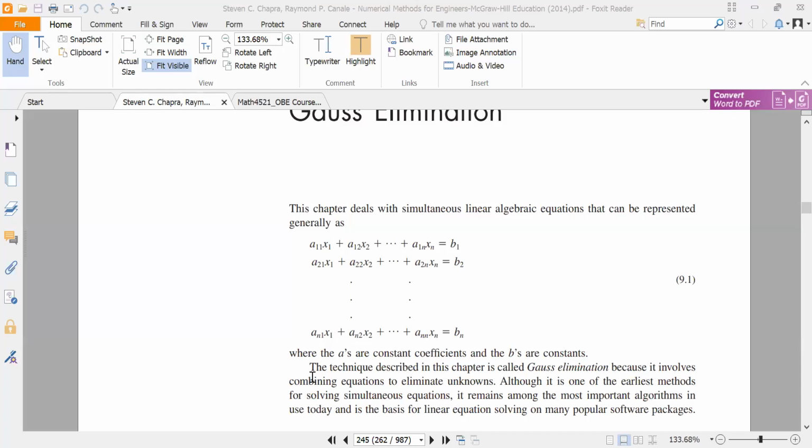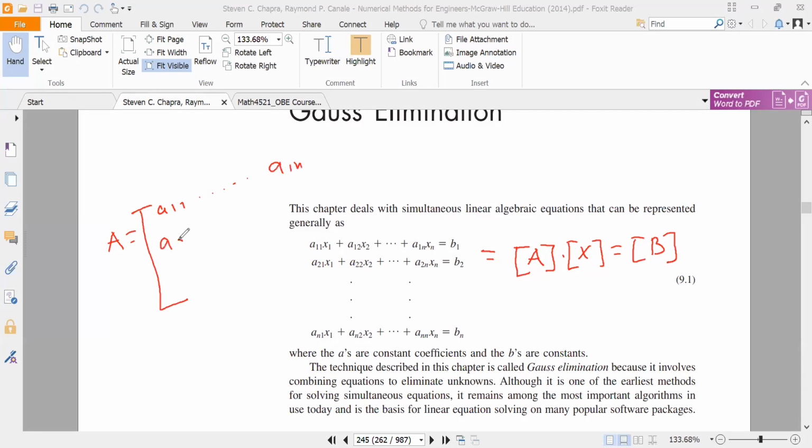For example, if we have a system of equations, it can be written in the general form. It is there in equation 9.1. This equation can also be written in the matrix form, something like this: matrix A multiplied by matrix X is equal to matrix B. Can we write this?